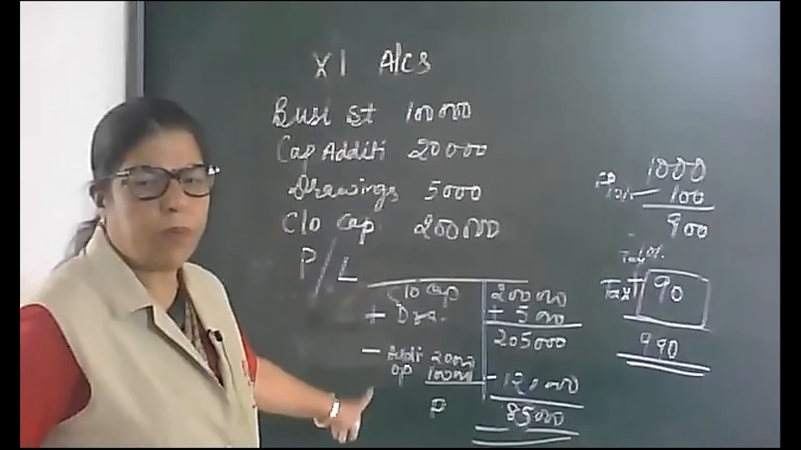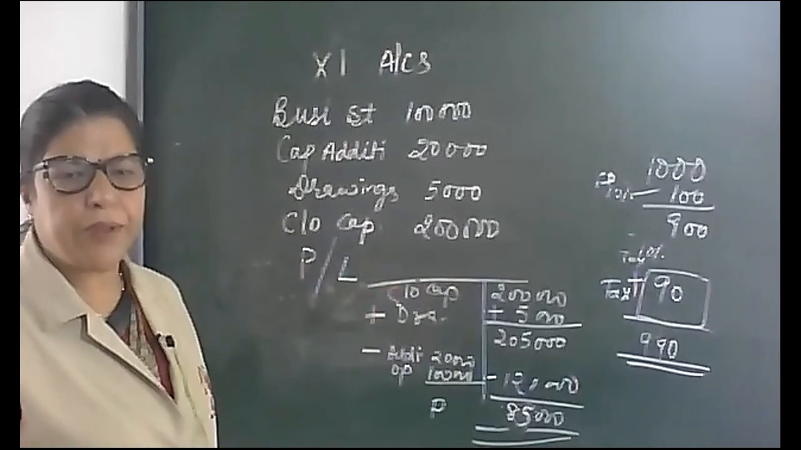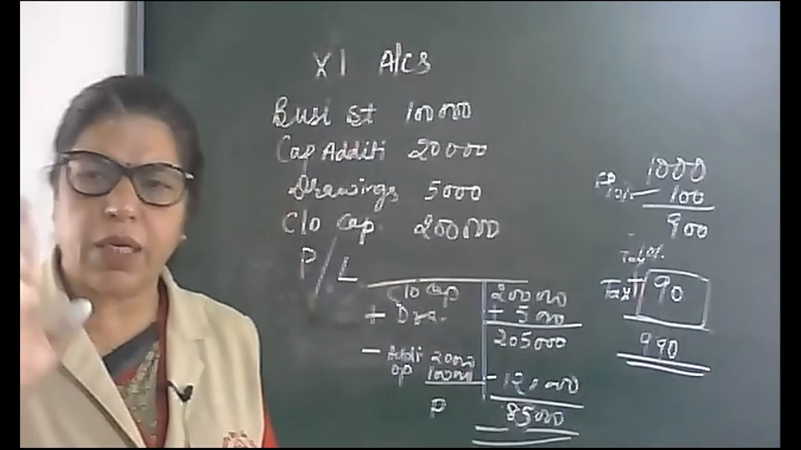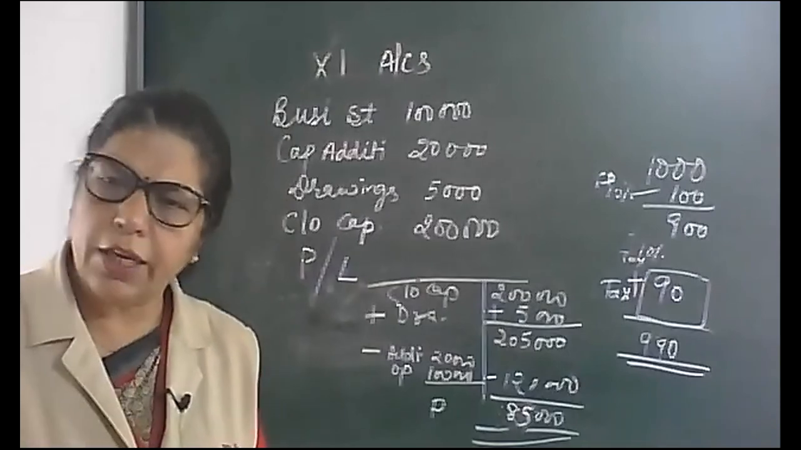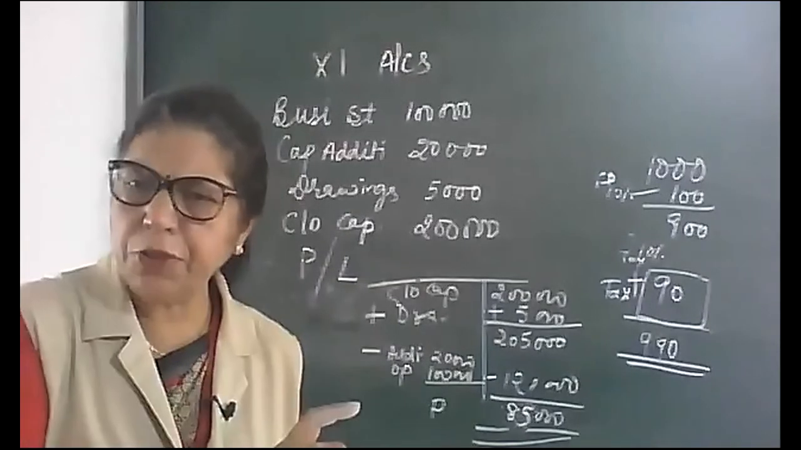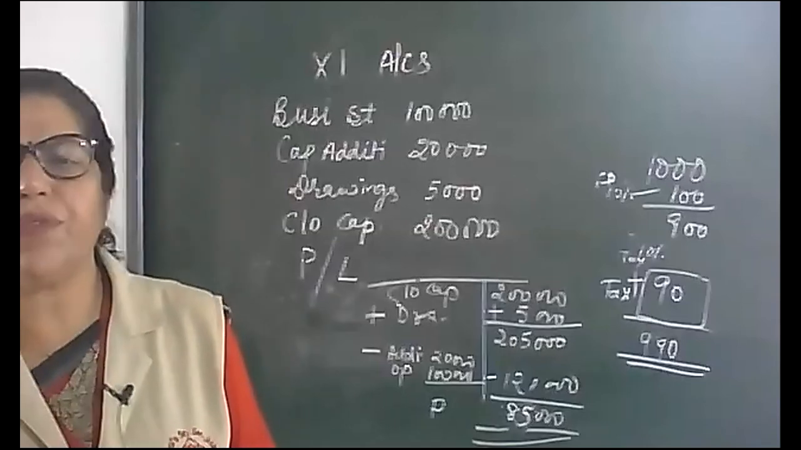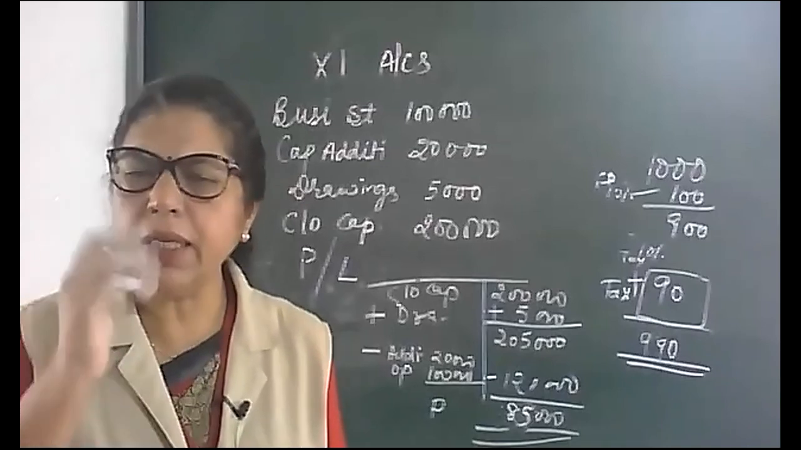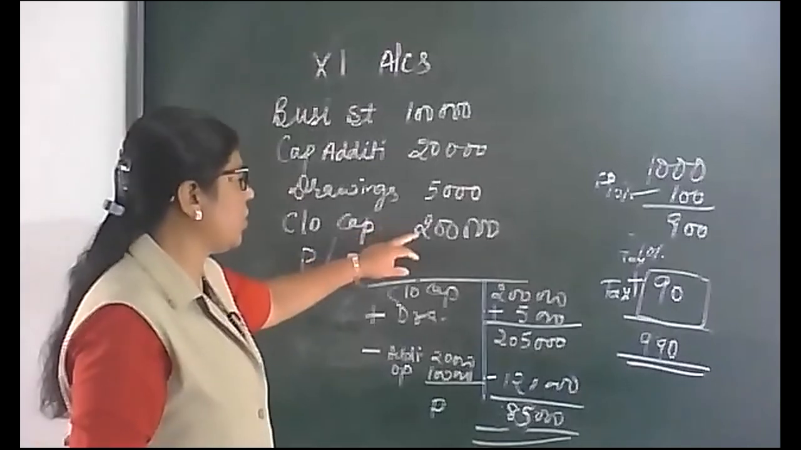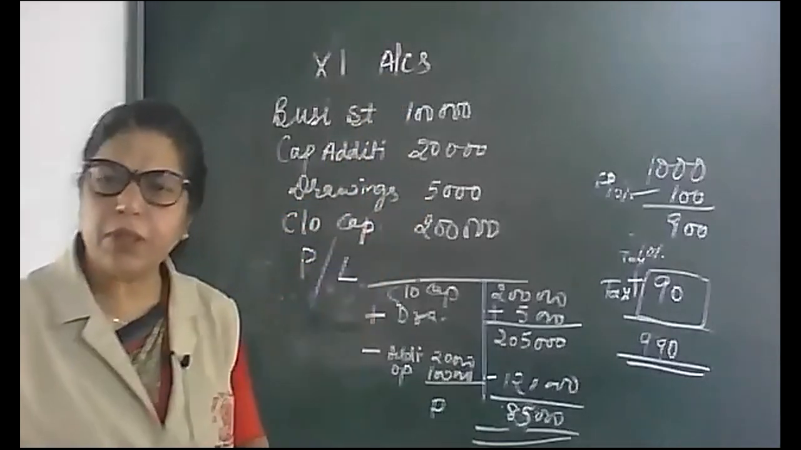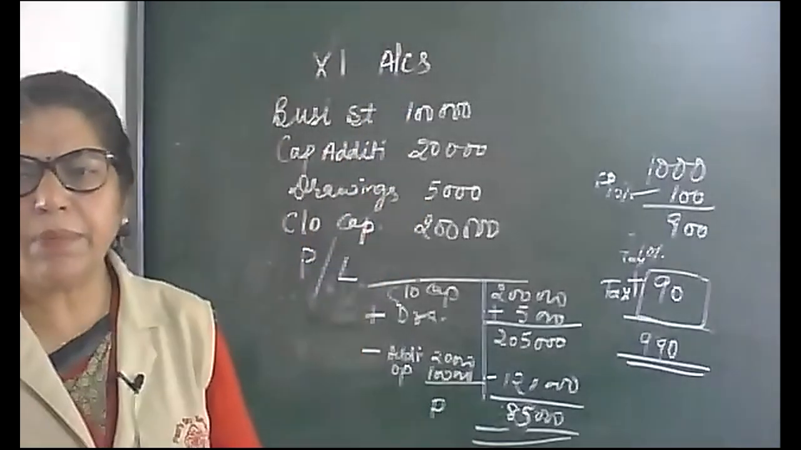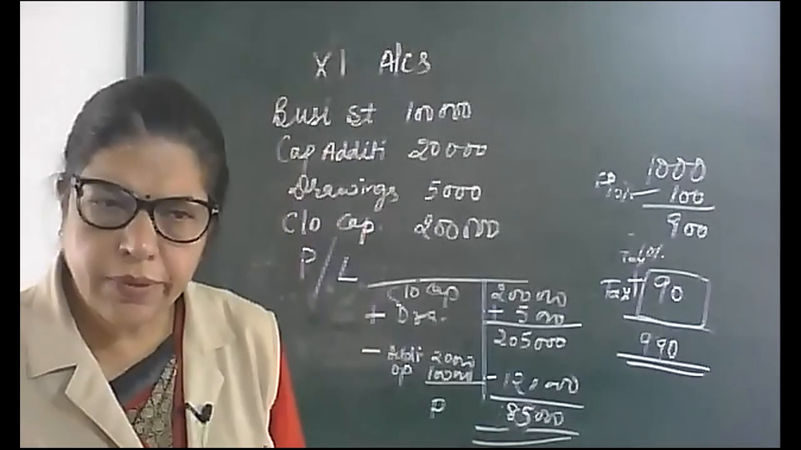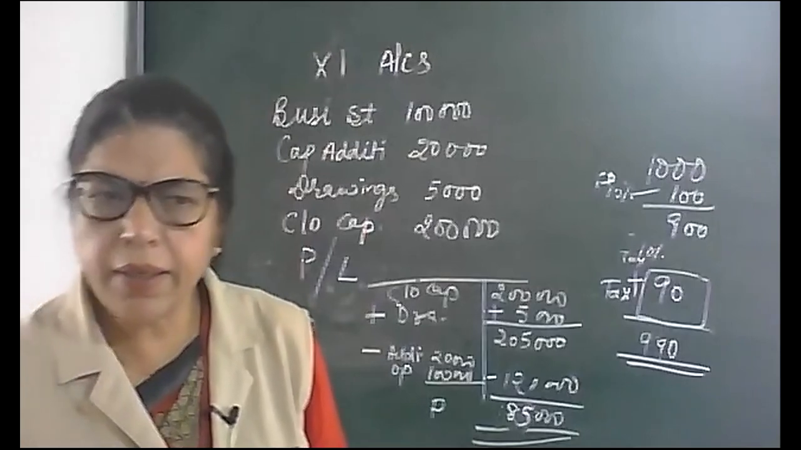Or you can do this by formula method also, I explain to you. In simple language, you started business with 1 lakh rupees and at the end you have 2 lakh rupees. Addition you made 20,000, withdrawal you made 5,000. So you are earning profits. How can you come to know that you are earning profits? Because closing capital is more than opening capital. Simple way. Same type of questions may come in accounting equation, in BRS.